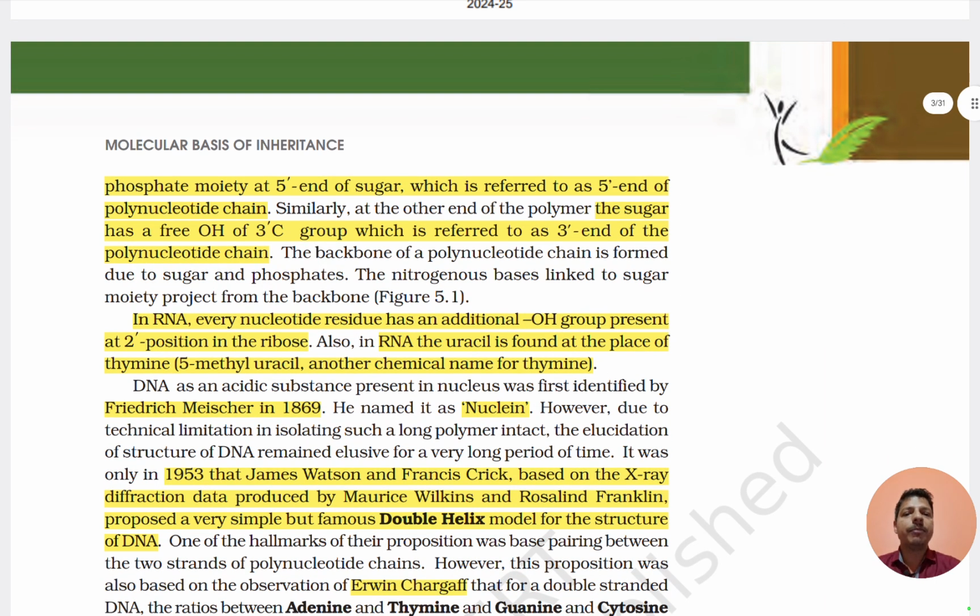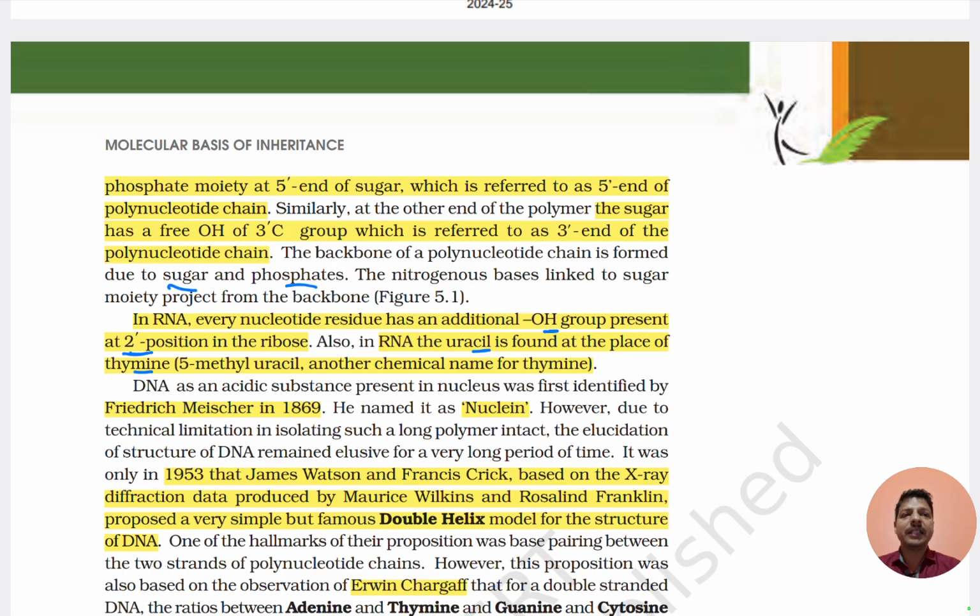And the backbone is formed by sugar and phosphate. The nitrogenous base linked to the sugar moiety projects from the backbone. In RNA, every nucleotide residue has an additional OH group present at the 2' position of the ribose. Also in RNA, uracil is found in place of thymidine or 5-methyluracil, which is another chemical name for thymine.